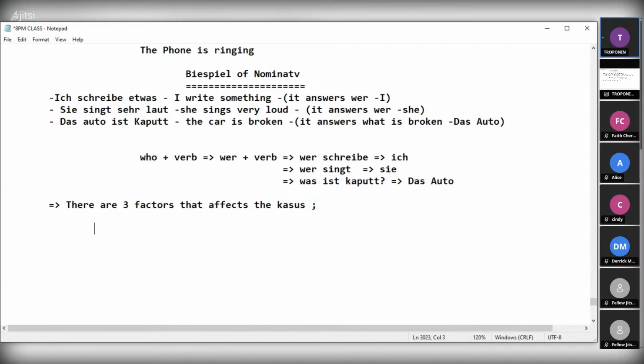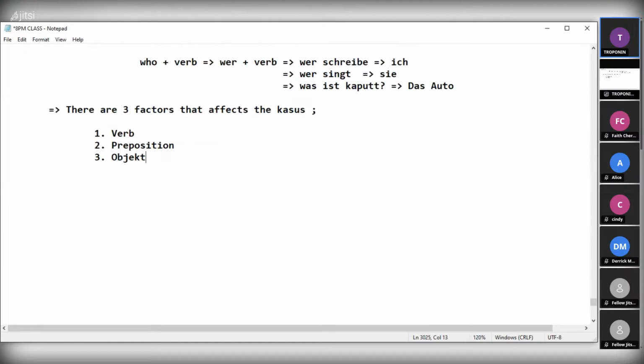So number 1, we said verb. Number 2, we said preposition. Number 3, we said object, Objekt.